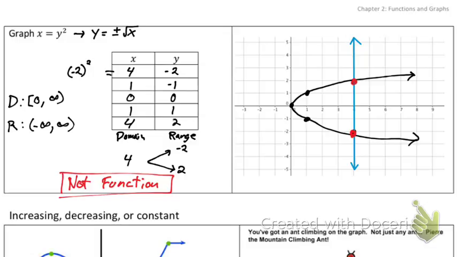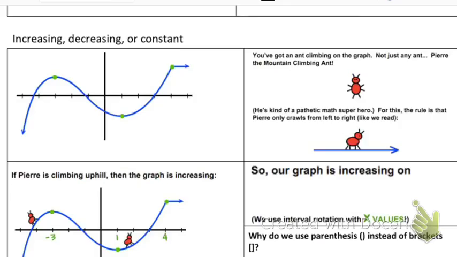All right. The next thing we're going to talk about is increasing, decreasing, and constant, and we're going to introduce the math superhero named Pierre, the mountain climbing ant.